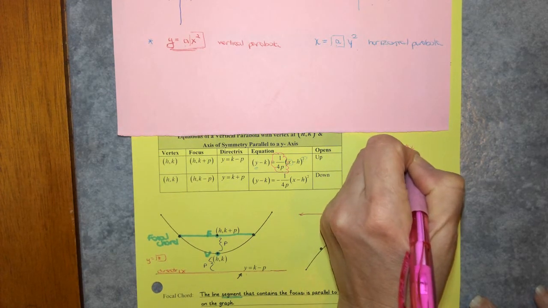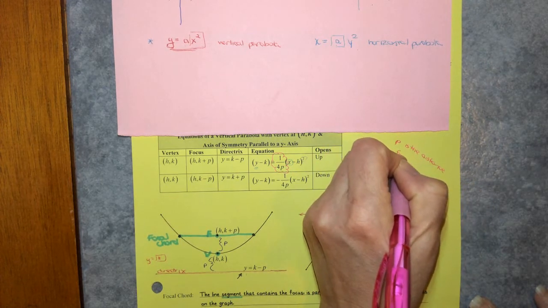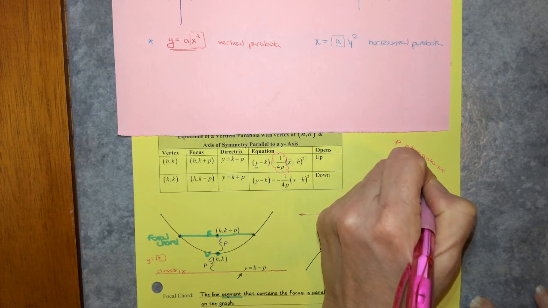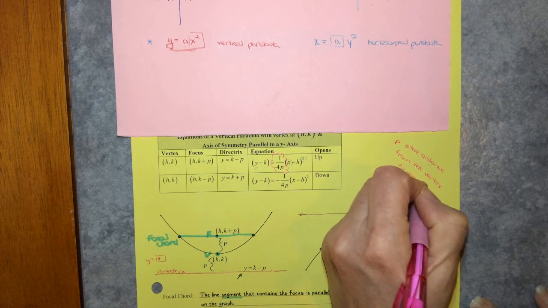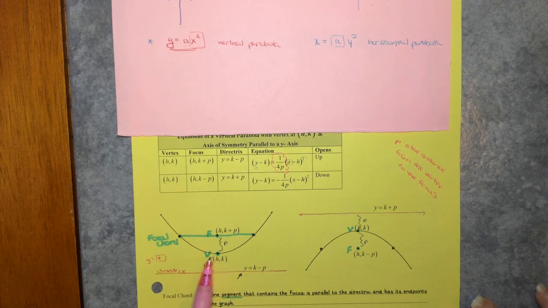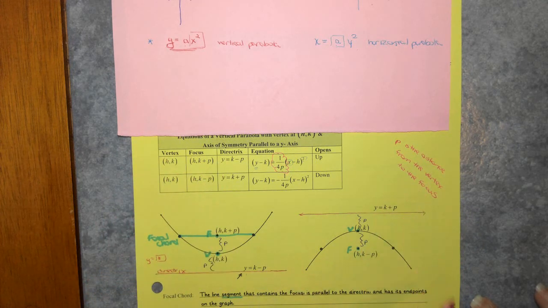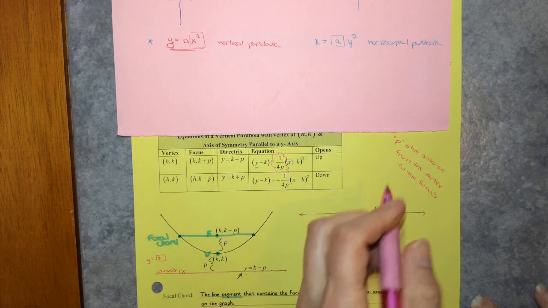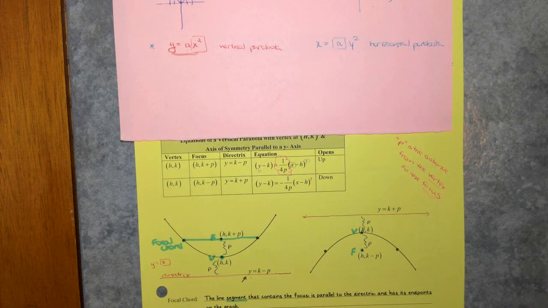P is the distance from the vertex to the focus. So we no longer have A, B, and C the way we do with ellipse and hyperbola, because we don't have a center, plain and simple. We have a vertex. So again, the key pieces are vertex, focus, and directrix, but we are also going to be concerned with this distance of p. P is the distance from the vertex to the focus in a parabola. All right, that's our opening piece. We'll get to some examples in the next video.